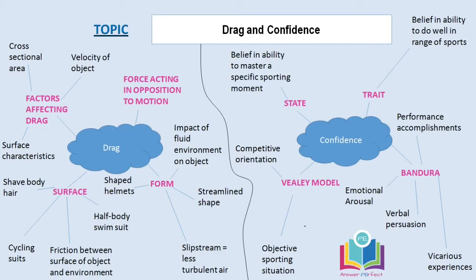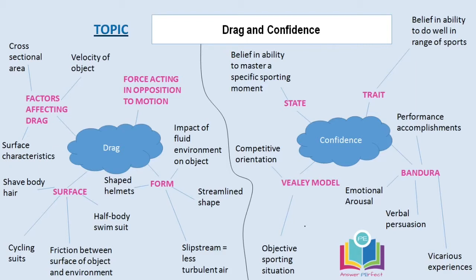Let's have a look then at the Vealey model of sports confidence. This is where there is an influence of trait confidence and state confidence, the situation and the competitive orientation of a performer. Now, the competitive orientation is how much a performer is drawn to challenging situations. Most of the time, it's easy to remember, competitive elements are usually more challenging than just playing a game with your friends.